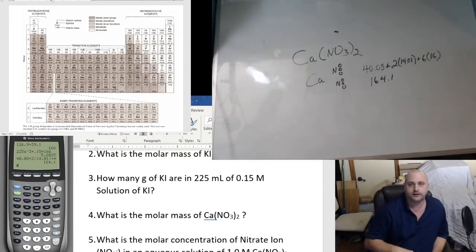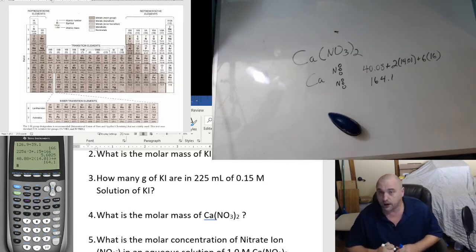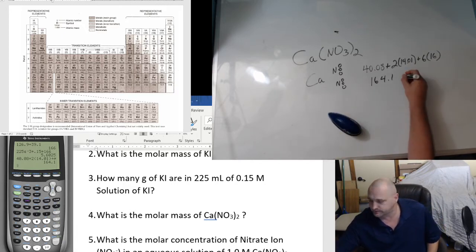All right, so then that's it for that problem. Oh, units. So since it said molar mass, grams per mole.